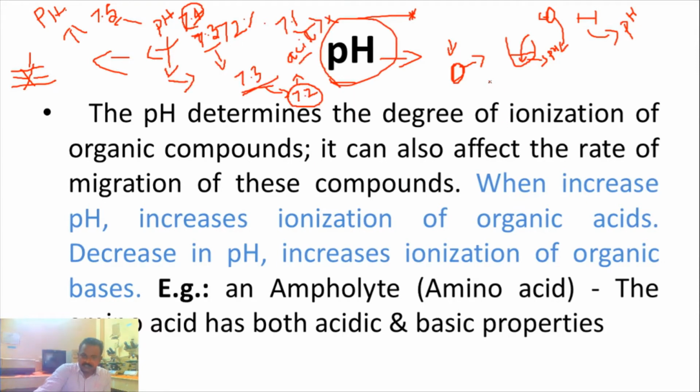So here, in electrophoresis, we are concerned with the pH of the medium. The pH of the buffer determines the pH of the molecule. The pH will provide the net charge to the molecule, and the rate of migration is based on the net charge of the molecule.